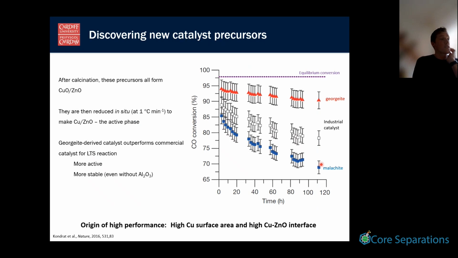So when we took this up to Johnson Matthey in Billingham, and we ran not full scale or pilot plant scale, but smaller scale under industrial conditions and using their commercial catalyst, we were really surprised and pleased to find out that our georgite derived catalyst was actually outperforming the industrial catalyst quite significantly, whereas the malachite was less active. A key part of this is not only were we able to achieve a higher activity, we were also able to achieve a more stable catalyst.